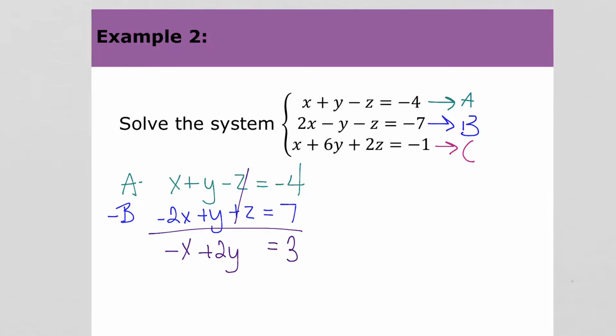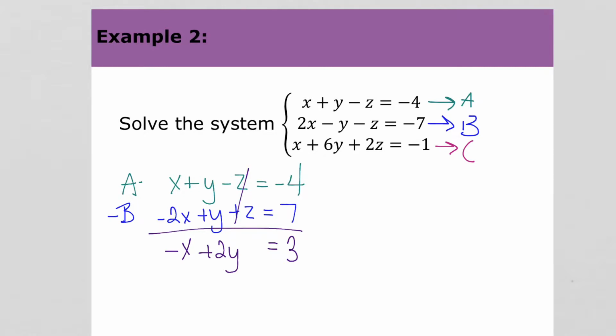Now that's all fine and dandy, but we've still got two variables. So what we need to do is take two more different equations. We can use A again, but we can't use A and B together. Or we can use B again, but not A and B together. So we need to take two separate equations and also cancel out z.